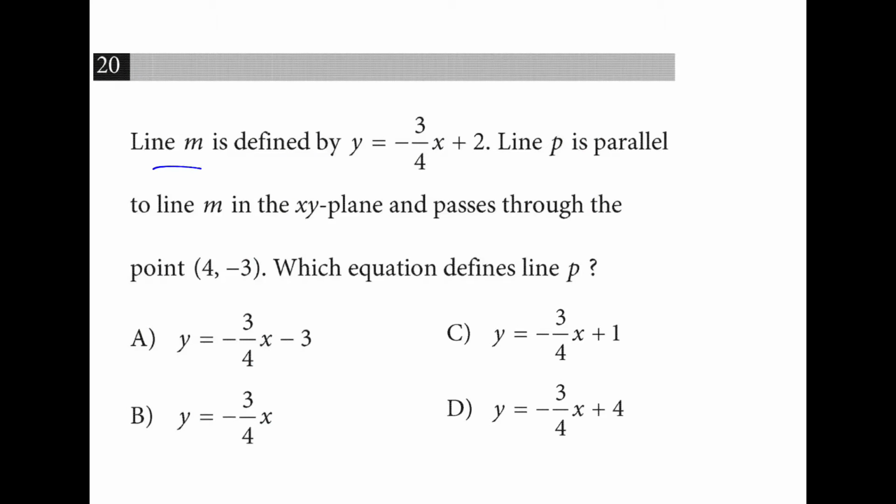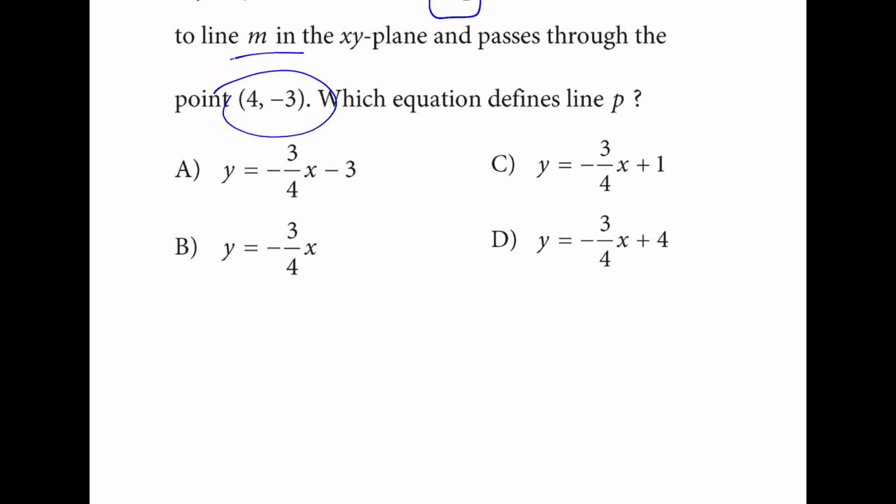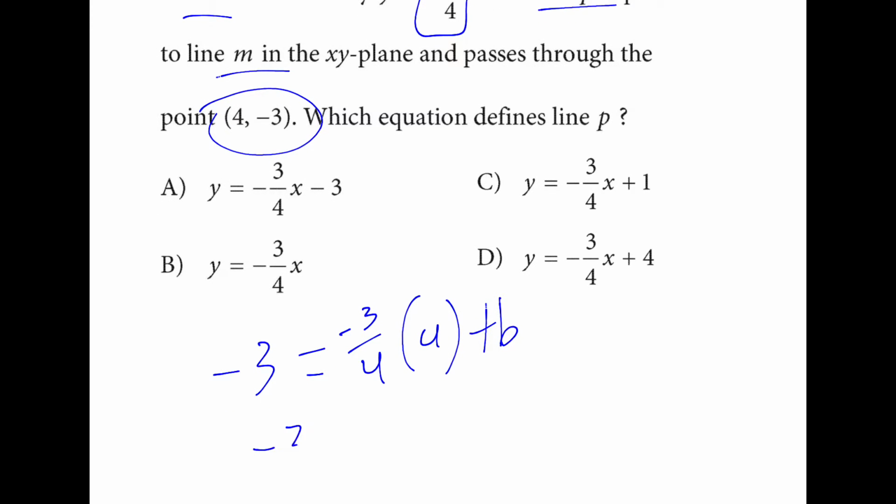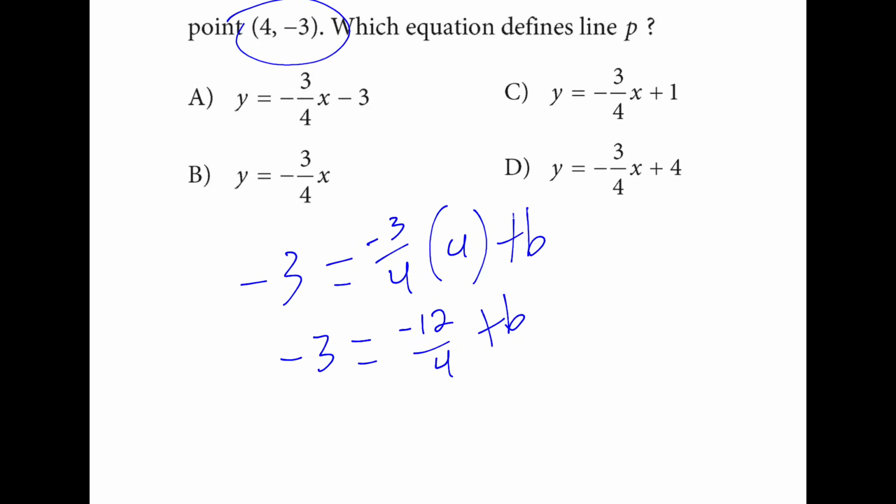Line M has a slope of negative 3/4. Line P is parallel, so it has the same slope, negative 3/4, which all of these do. And we pass through this point, so we can use y equals mx plus b to find out the b value. Negative 3 is equal to the slope of negative 3/4 times 4 plus b. So negative 3 is equal to negative 12/4 plus b, or 0 is equal to b.